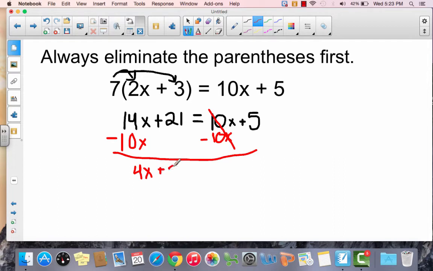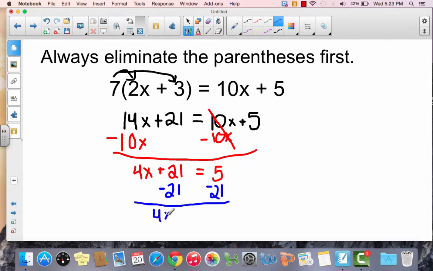And at this point, we're back to our typical two-step equation. And of course, my goal is to get x by itself. So I'm going to start with the number that's sitting by itself, which is the 21. 21 is being added, so I will subtract it. Whatever I do on the left, I'll do on the right. And I'm left with 4x equals negative 16.